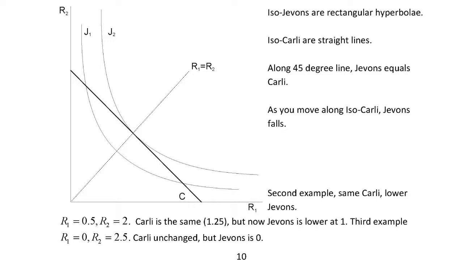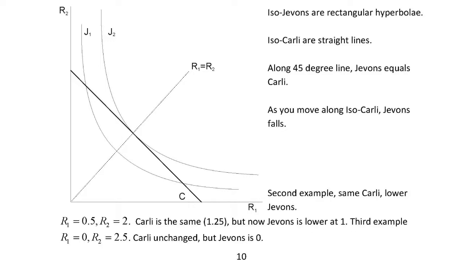So we've got J2 intersecting the R1 equals R2 line, the 45-degree line, at the same point as it intersects a negatively sloped iso-Carli line. At that point, R1 is equal to R2, so the Carli is equal to the Jevons, and the Jevons is J2. As we move along the iso-Carli line, we're keeping the Carli index, the arithmetic average, the same, but the Jevons index will be falling, as we can see.